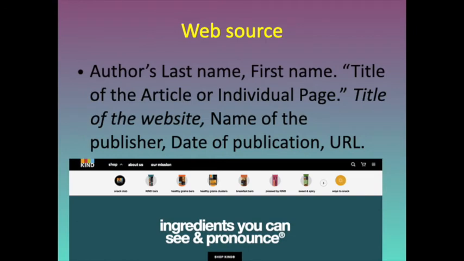Regarding sources from a website, as usual, place the author's name in reverse order, last name first, add a comma, and then the first name followed by a period. The title of the web page or article is placed in quotation marks with a period before the end quotation. The title of the website is written in italics, followed by a comma.